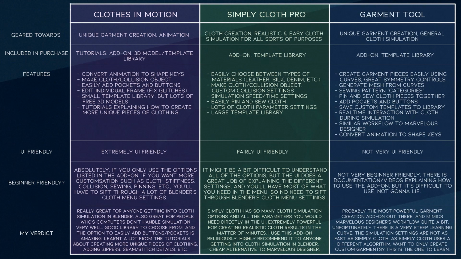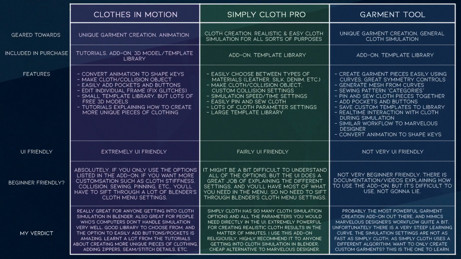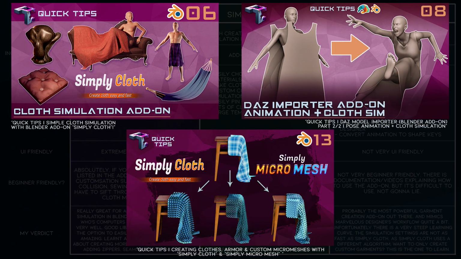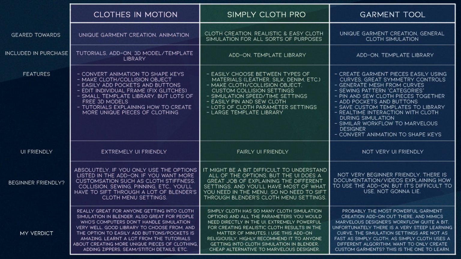So, I mean, in conclusion, from a difficulty scale, Clothes in Motion has the easiest UI to navigate, but if you want to do anything outside of what's included in the UI, be prepared to look through a lot of menus. With Simply Cloth, you don't have to do any of that. Most of what you need will be included in the UI, but for a first-time user, it might seem a bit daunting. I have several tutorials covering how to use Simply Cloth if you're interested in the add-on. And the most difficult to use, learn and understand, of course, is Garment Tool, although it is the most powerful I find and mimics Marvelous Designer the closest in my opinion.